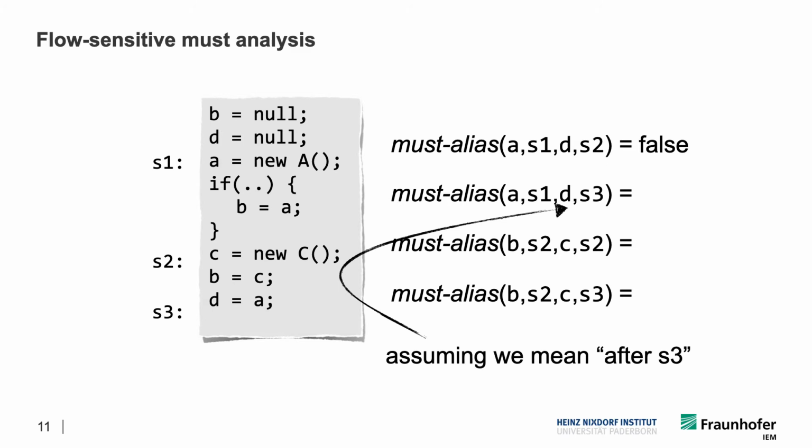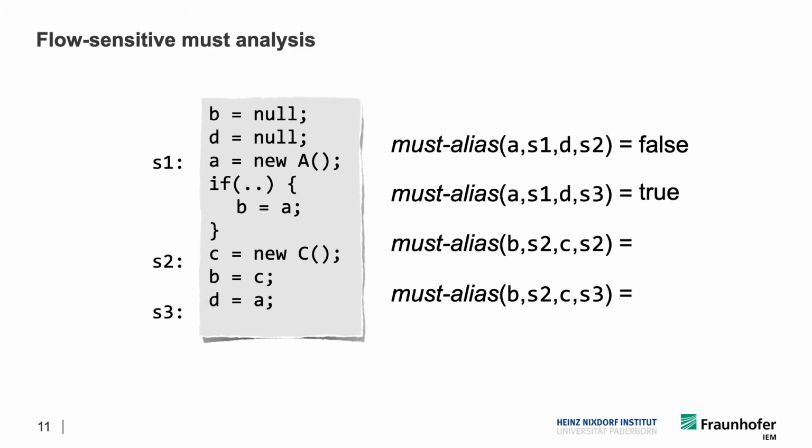then assuming that this means really after S3, if we write it this way, then this is true, right? Because after S3, we are actually here. So after the statement, we are here. Therefore, because A has just been assigned to D, that definitely holds. Must alias B and C at S2? So after the statement here, well, that's actually false, right? Because C has been assigned the C object, but B has not.